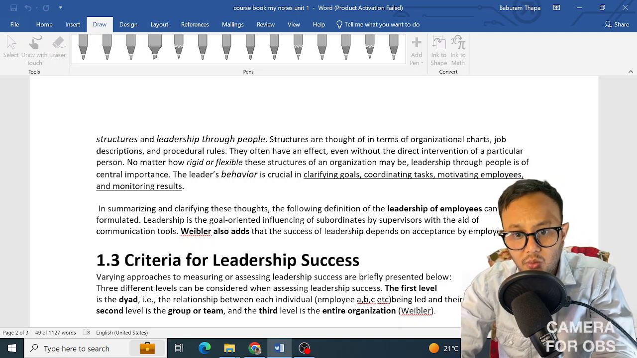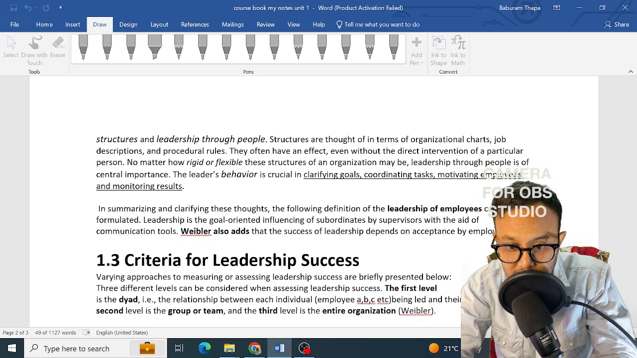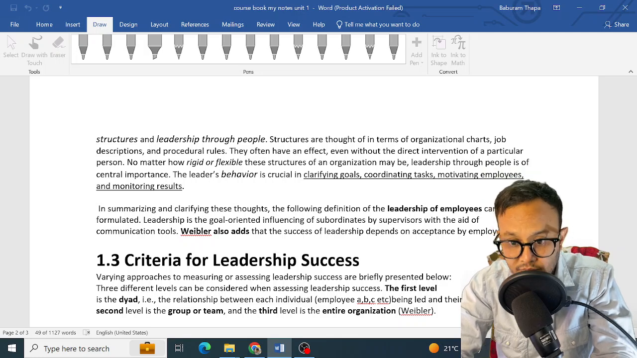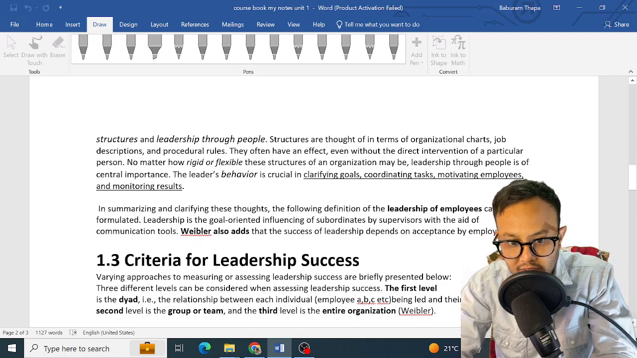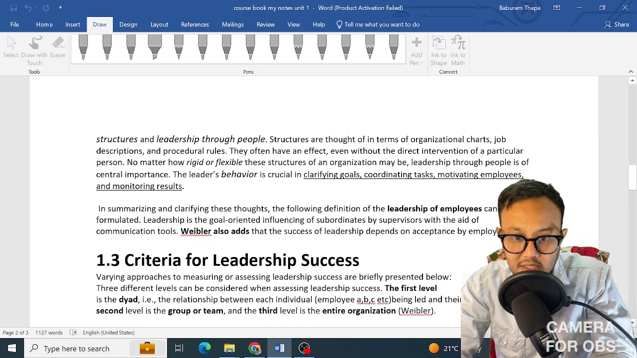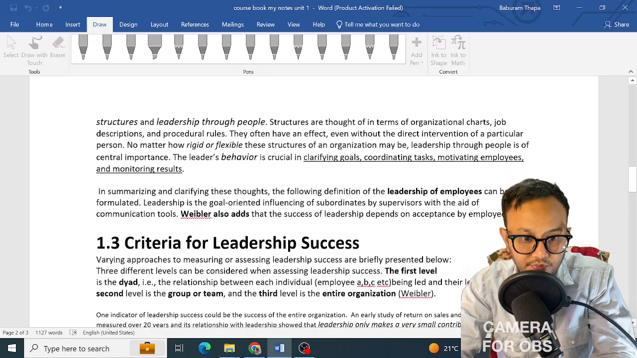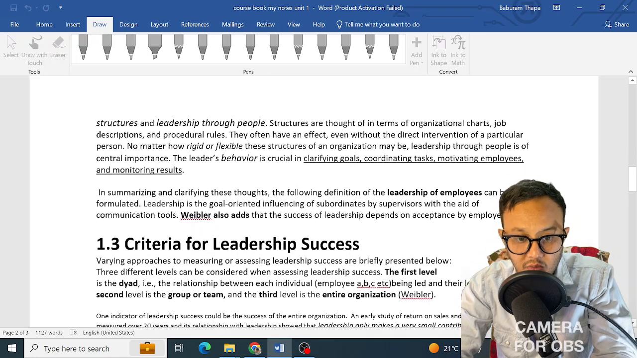No matter how flexible it is or how rigid it is, leadership through people is of central importance, and the leader's behavior is crucial in clarifying goals, coordinating tasks, motivating employees, and monitoring results. So it is not just the automatic system. So clarifying goal is important, coordinating the task is important, motivating employees is important, and monitoring result is also important. That is why the leader's behavior is crucial. So we are focusing that leadership is more important, right?